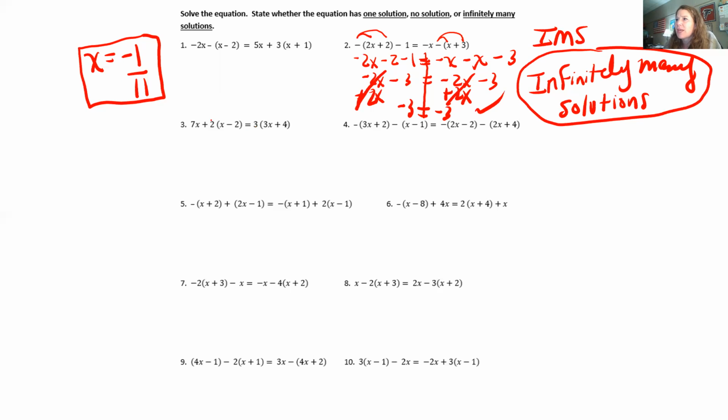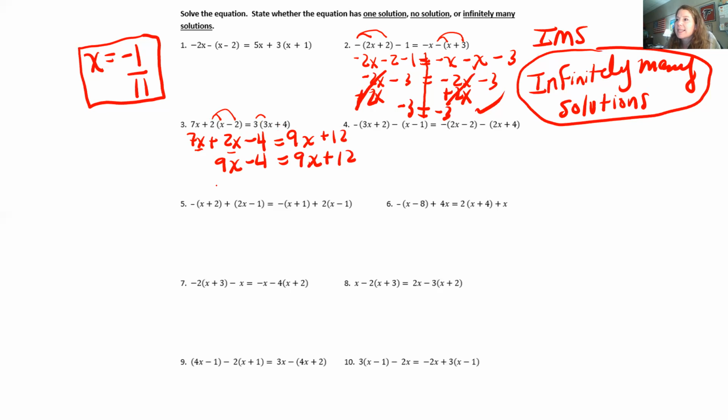All right, let's try number 3. We're going to distribute that 2, and then we're going to distribute that 3. So we're going to bring down 7x plus 2 times x is 2x. 2 times -2 is -4 equals 3 times 3x is 9x. 3 times 4 is plus 12. I'm going to combine my 7x and 2x. I get 9x minus 4 equals 9x plus 12.